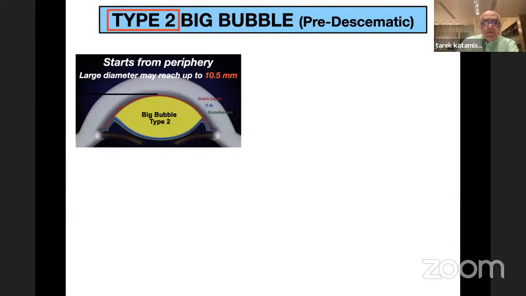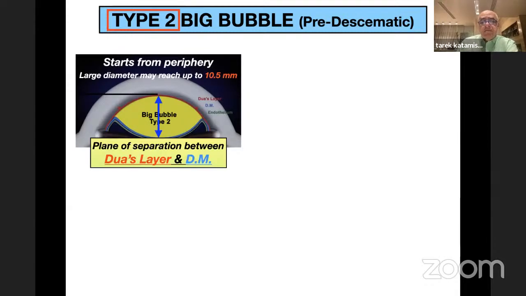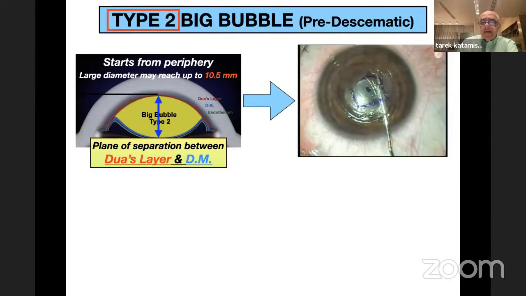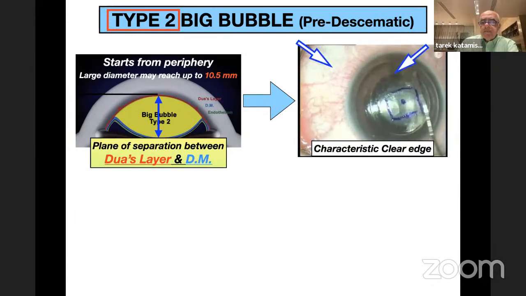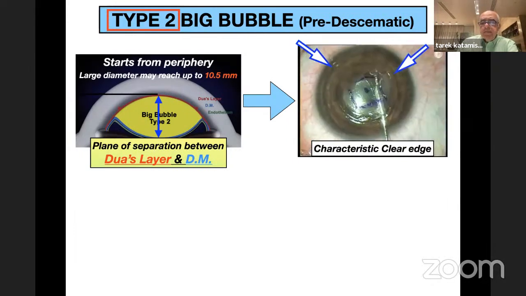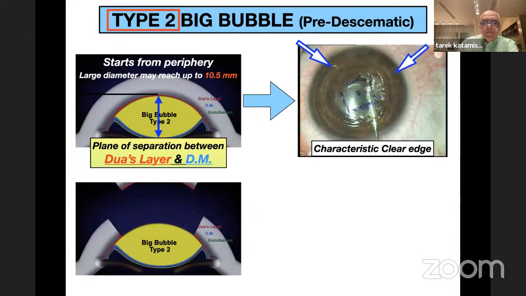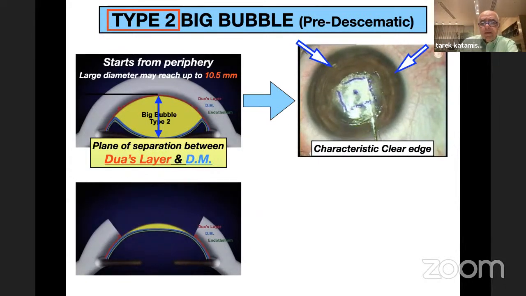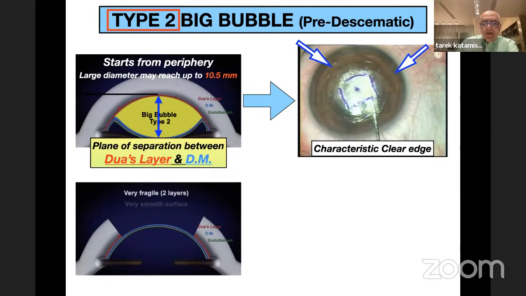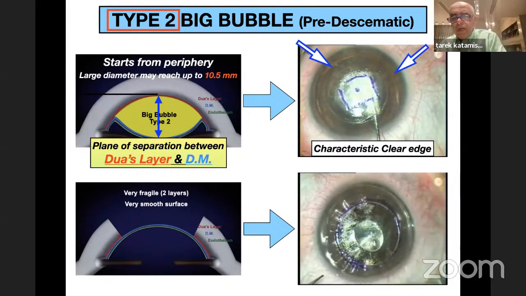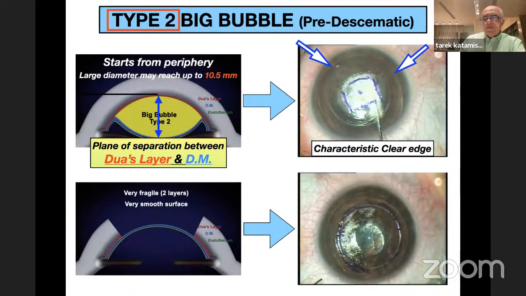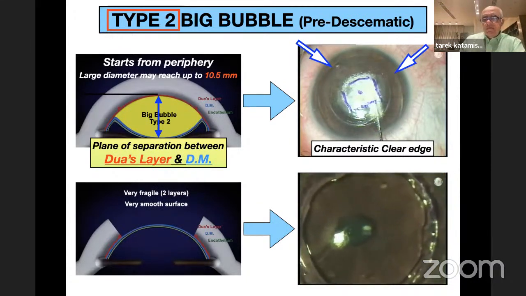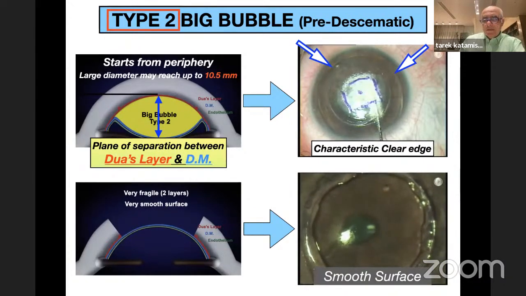And as you see, the plane of separation is between Dua's layer in front and Descemet's membrane behind. It has a characteristic clear edge. As you see, the edge is clear. Sometimes we call it the glassy big bubble. And if you remove the stroma, you will be removing Dua's layer with it, and the floor will be formed only of Descemet's membrane and endothelium. And of course, Descemet's membrane is very smooth or featureless.